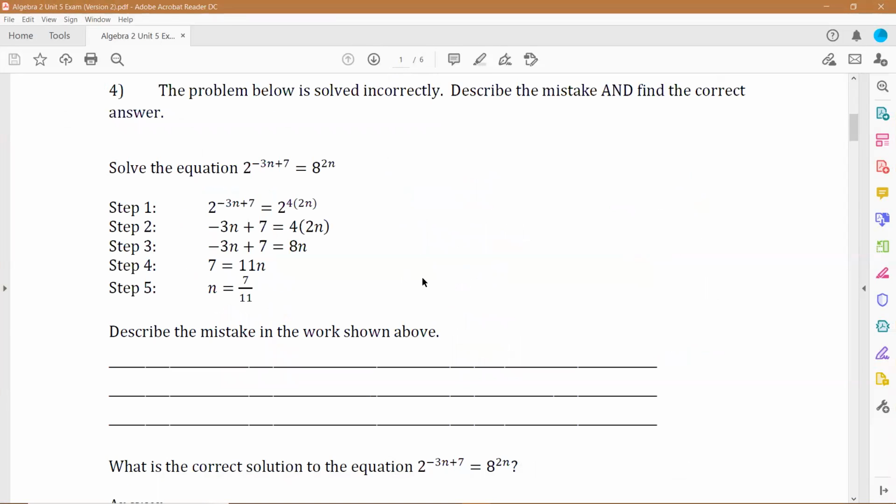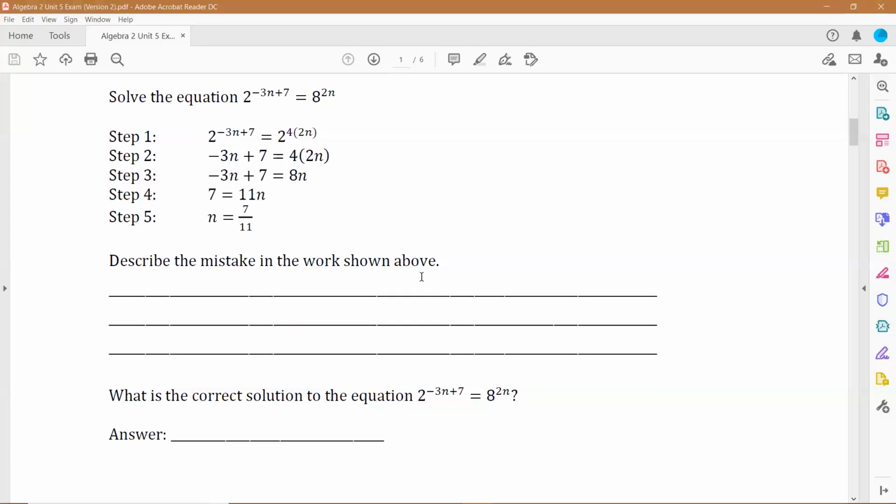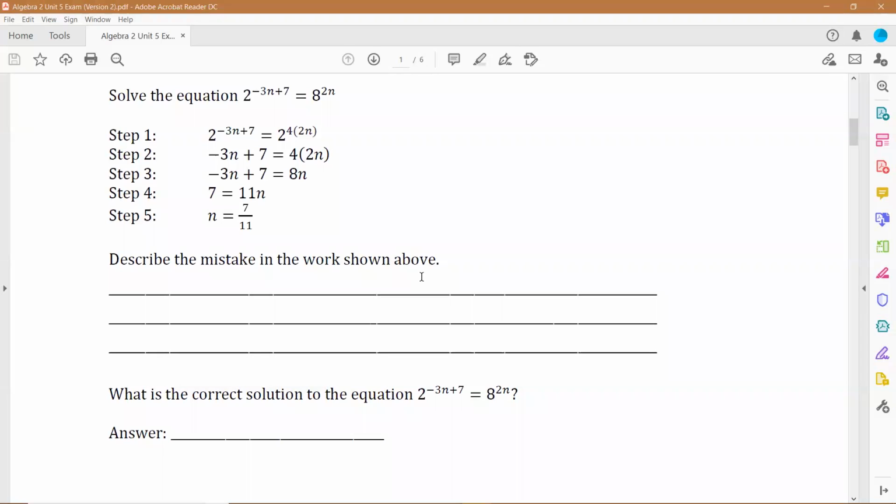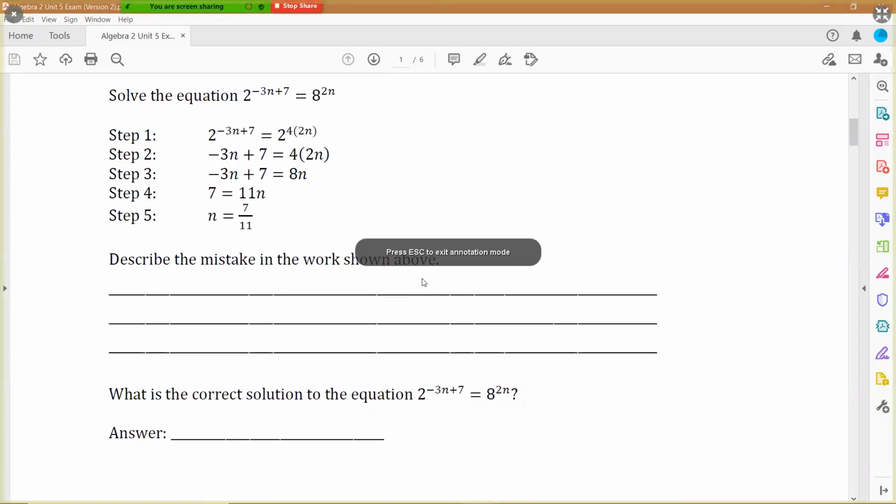Question number 4 tells us that the problem below was solved incorrectly. Describe the mistake and find the correct answer. Anytime I give you a question like this, I do not suggest you look at their work. I suggest you take this and you solve it out to the side before you look at what they did so that you don't make the same mistake subconsciously.